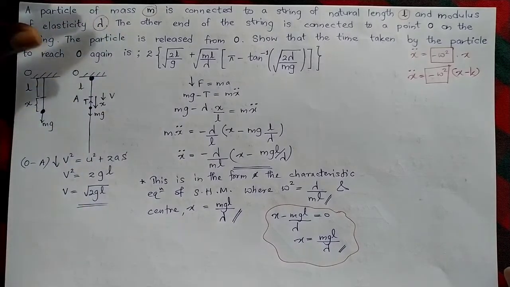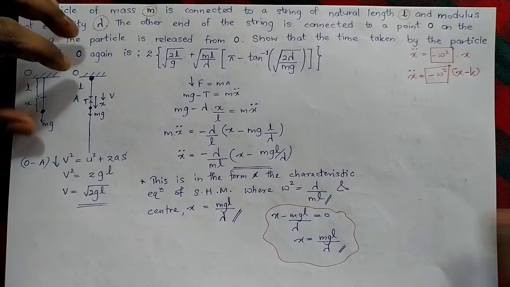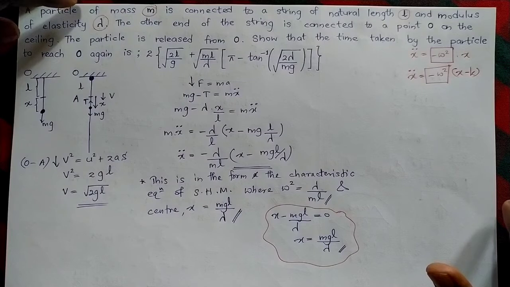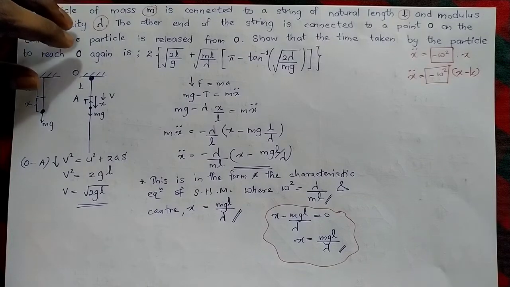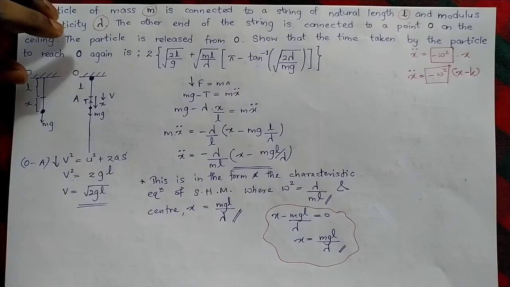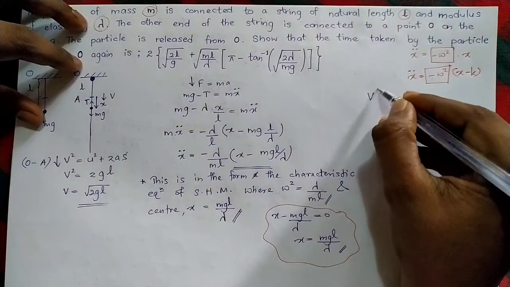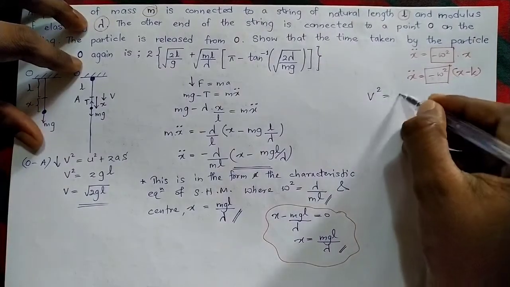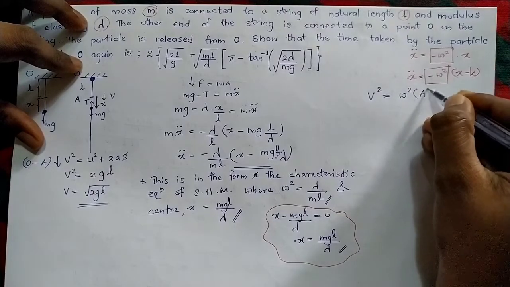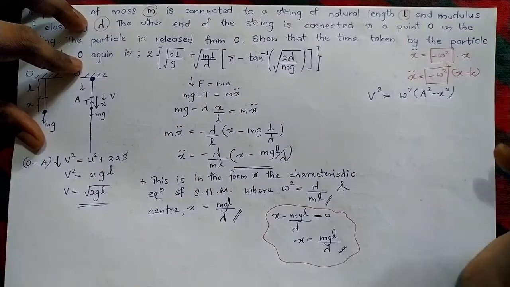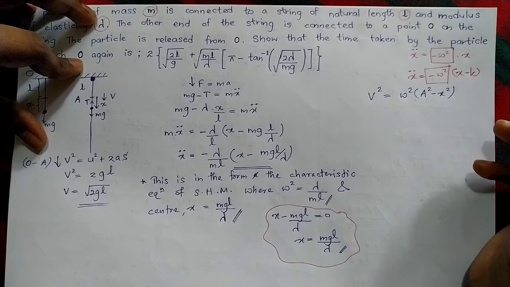Now after showing this movement in this form, simple harmonic motion, we can find its amplitude. How to find the amplitude? We have to apply our second equation: velocity square equals omega square into amplitude square minus displacement or extension square.